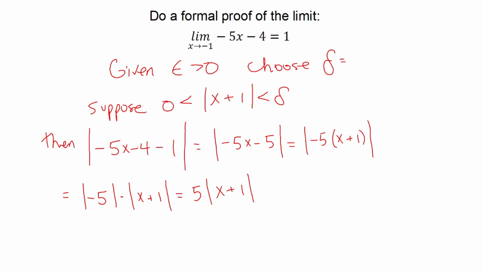And so now, that matches up again really nicely with our delta tolerance statement. And that's what should always happen with these linear ones. And even with the quadratic and the cubic ones, we should get a piece of it at least that matches up with that. And so we can just say that 5 times the absolute value of x plus 1 is less than 5 times delta.